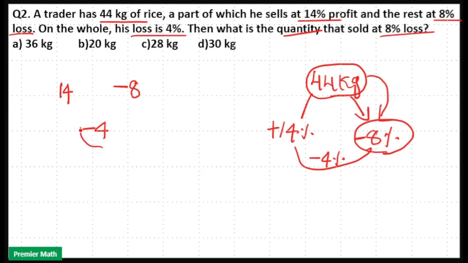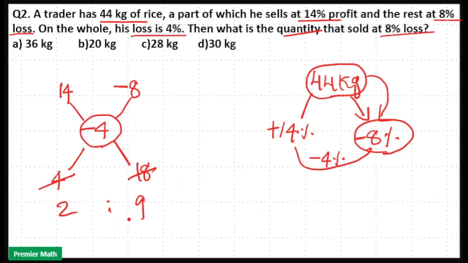So subtract between 14 and minus 4. 14 minus minus 4 is equal to 18. And minus 4 and minus 8. Minus 4 is larger. Minus 4 minus minus 8 is equal to plus 4. So write it in left hand side. So 4:18. When you cancel with 2, 2 2s are 4, 2 9s are 18. So 2:9 is the ratio in which 14% profit and 8% loss happens.